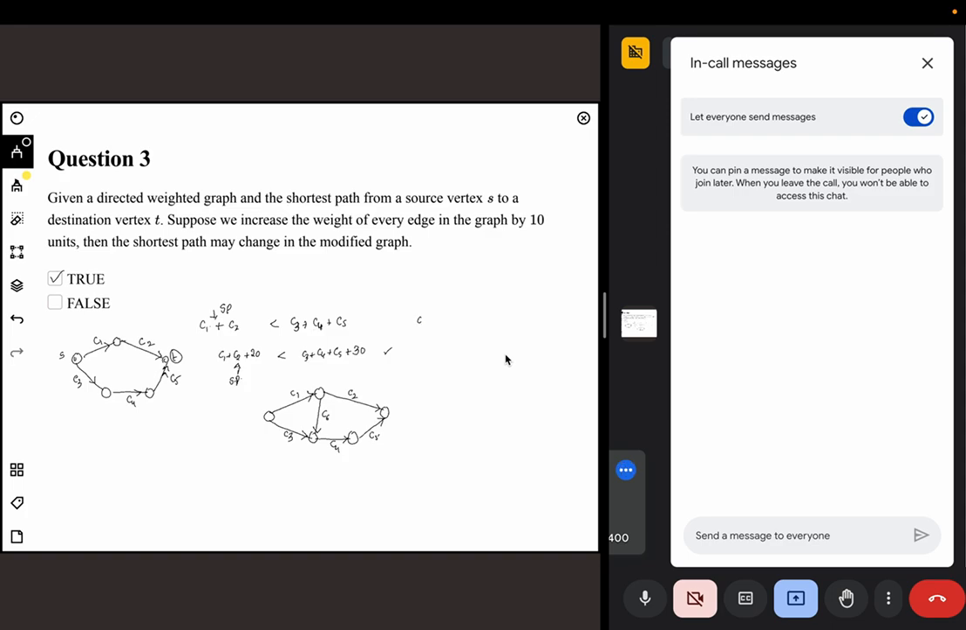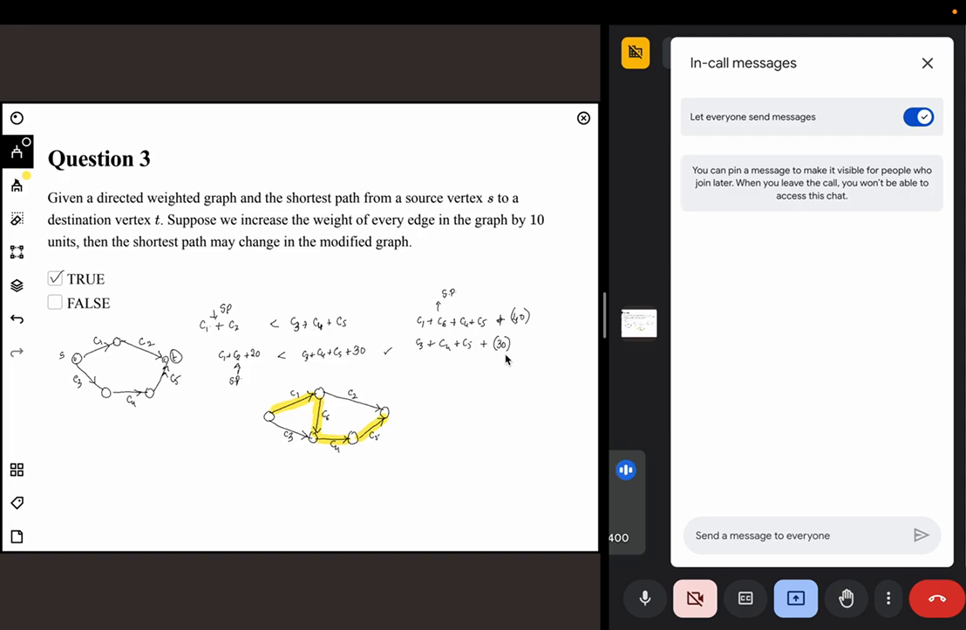So there are three costs here, and you have C1 plus C6, C4 plus C5. Let's say this is a one. Let's say initially this is the shortest path. Now if I increase everything by 10 units, this will become plus 40. Now I can also do C3 plus C4 plus C5 plus 30, if I increase everything by 10 units.